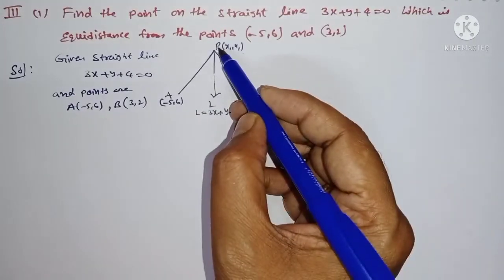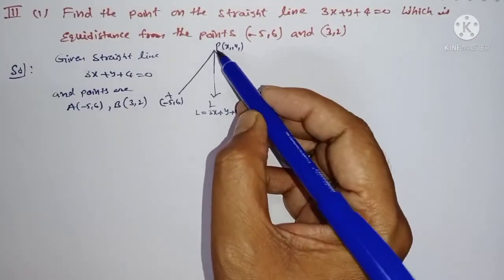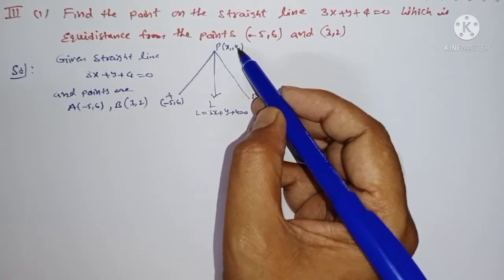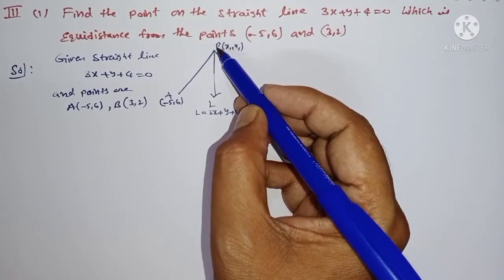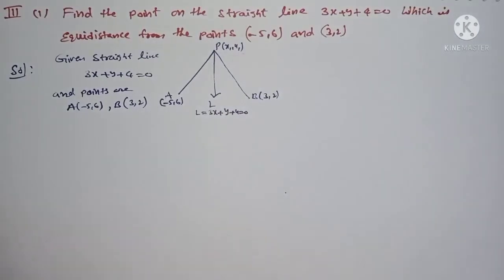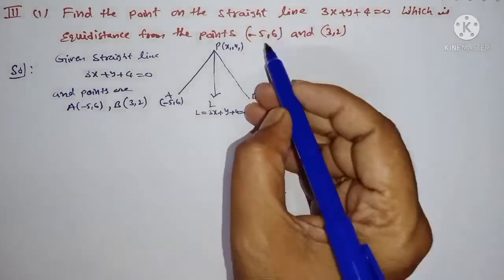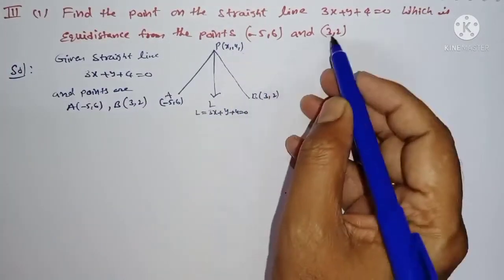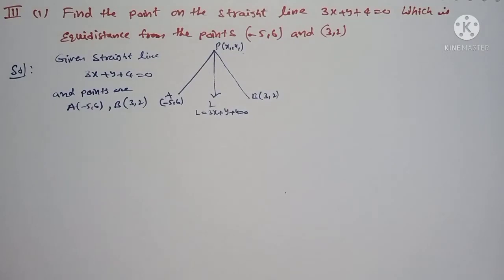Equidistant means that, assuming a point P(x1, y1) on the line, PA is equal to PB. Here A and B are the given points: A is (-5, 6) and B is (3, 2). Then find the point, that is, find its x and y.